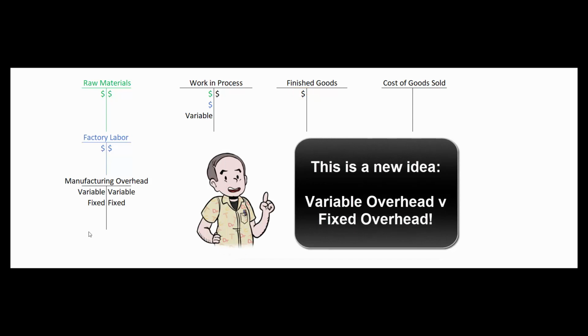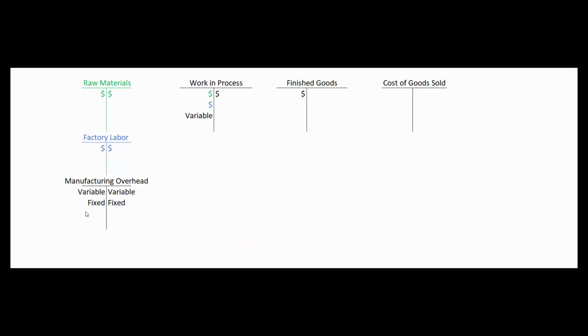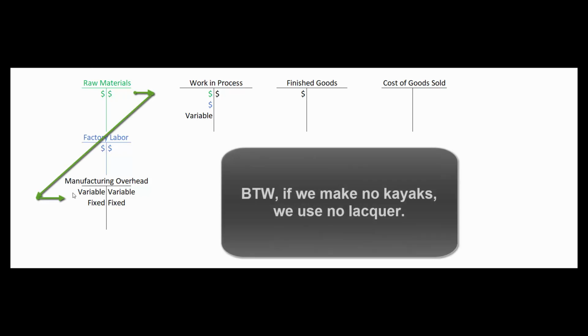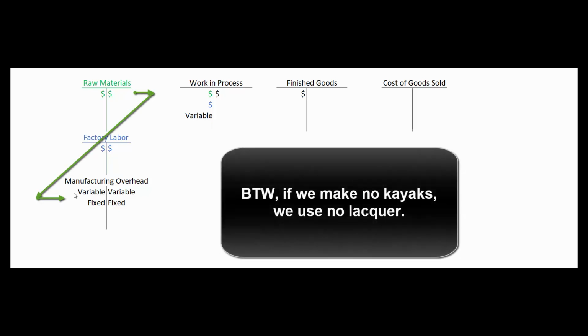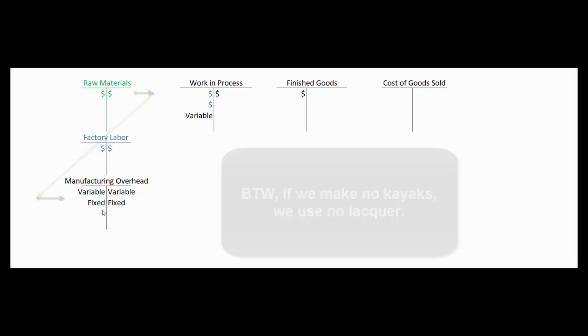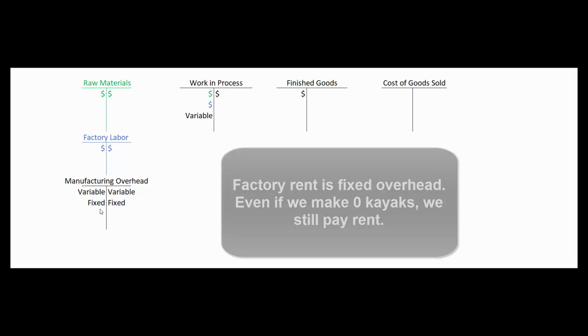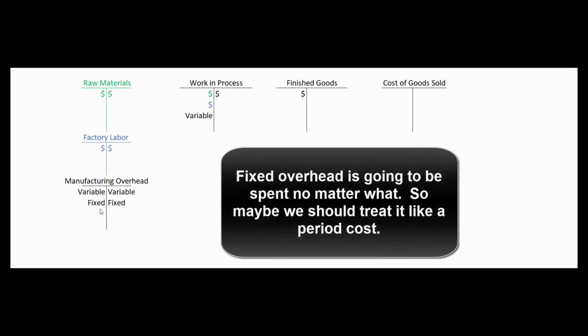What if instead we broke our manufacturing overhead into two categories, variable and fixed? Suppose we make kayaks. What about the lacquer we put on the kayaks? That's a variable overhead cost. It's a material, but it's too small, too difficult for us to track, so we'll move it into overhead and apply it using our overhead application rate. And then we also have fixed overhead, like the rent on the factory. So if we don't make any kayaks at all, there'll be no variable overhead, but we will still spend money on the factory rent, and that's the whole point. Fixed overhead we're going to spend whether we make 0 units or 10 million units. So maybe we ought to subtract that.